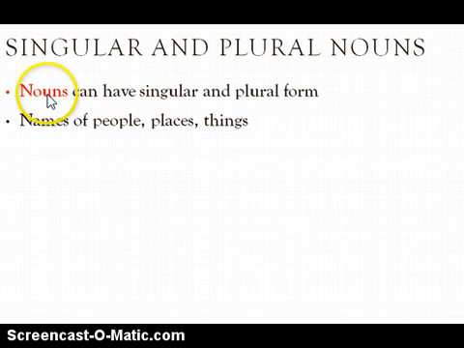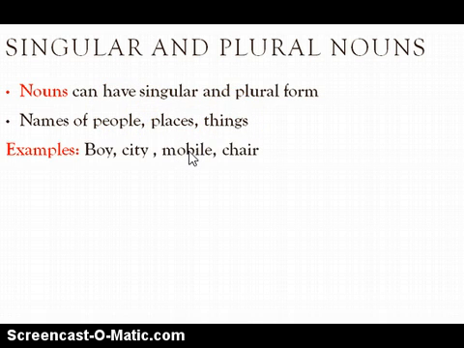So what are nouns? Names of people, names of places, all names of things. For example, boy is a noun, city is a noun, mobile is a noun, chair is a noun. Boy denotes the general category, a common noun, like the name of a person. City refers to the name of a place, and mobile and chairs are the names of things.